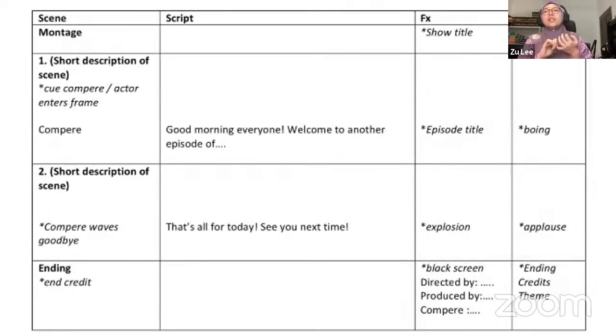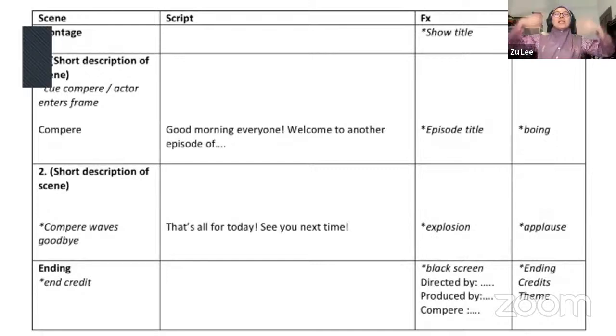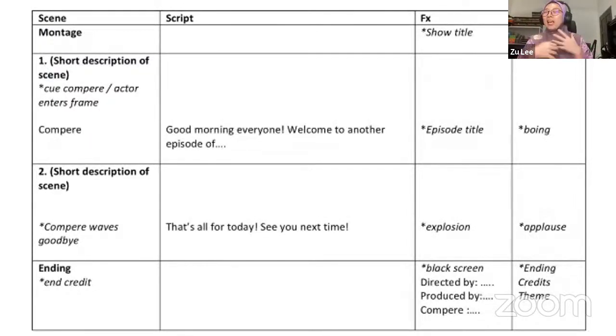And then you have to describe what the compare or the actor is doing. Let me explain first. Compare means the host of the show. For example, I'm speaking alone, so I'm a compare. But if you have people acting, then you call them actors. So you add their behaviors. What are they doing? Are they waving? Are they smiling? Are they walking or are they standing? So for the scene section, this is where you type all the details.